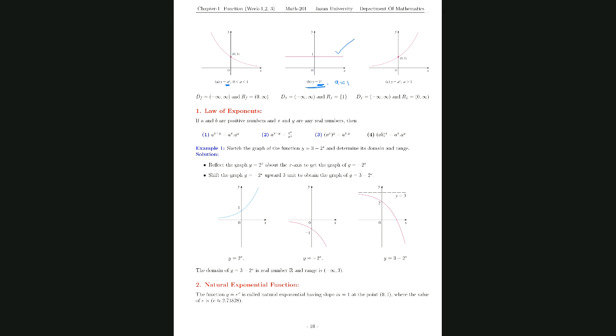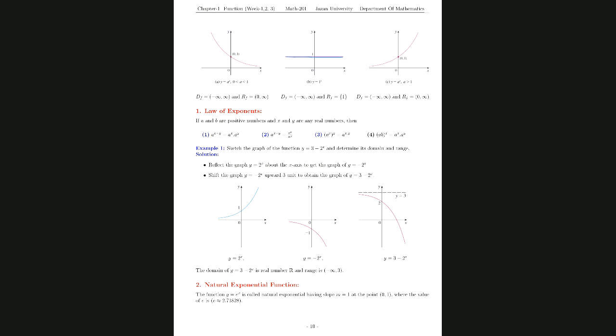Here it is 1, here it is 1, everywhere it is 1. So this straight line is the graph. If a is equal to 1, that means 1 power x.